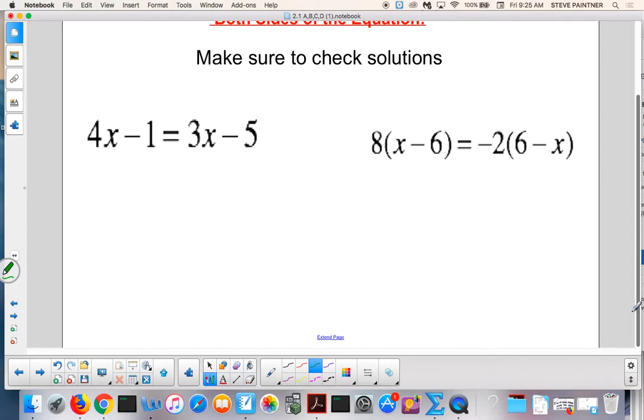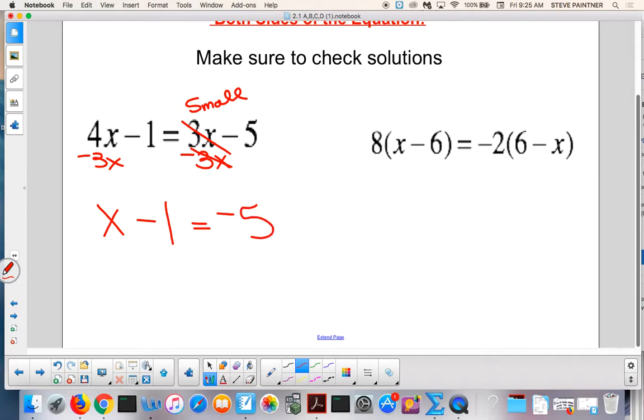Okay. If you ever see this, which you will many times this year, you'll see X's on the left, you'll see X's on the right. Let's get them on one side. I typically pick on the smaller X term. This is the smaller, so I get rid of 3X. How? Add the opposite. You get X. 1x minus 1 equals, and now this problem turns out to be very simple. Minus 1, how do you get rid of it? Add 1.